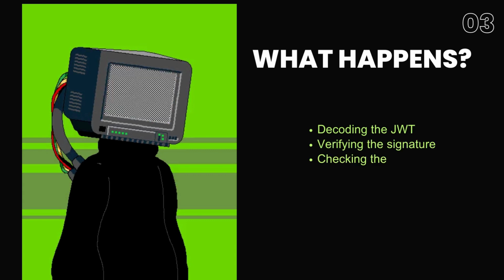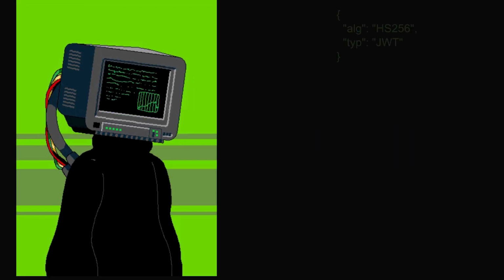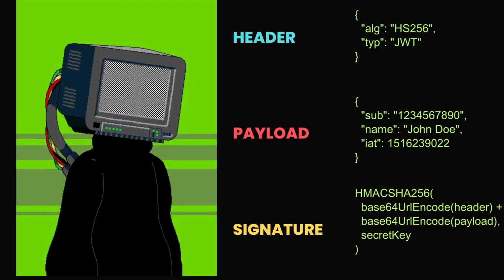We know that the server issues a token to the client, and then that token is included in all the requests that are sent by the client. What happens next? So the first step that the server does is decode the token. The server begins by decoding the JSON web token and then splits the token into three sections: header, payload, and signature, which we all know.